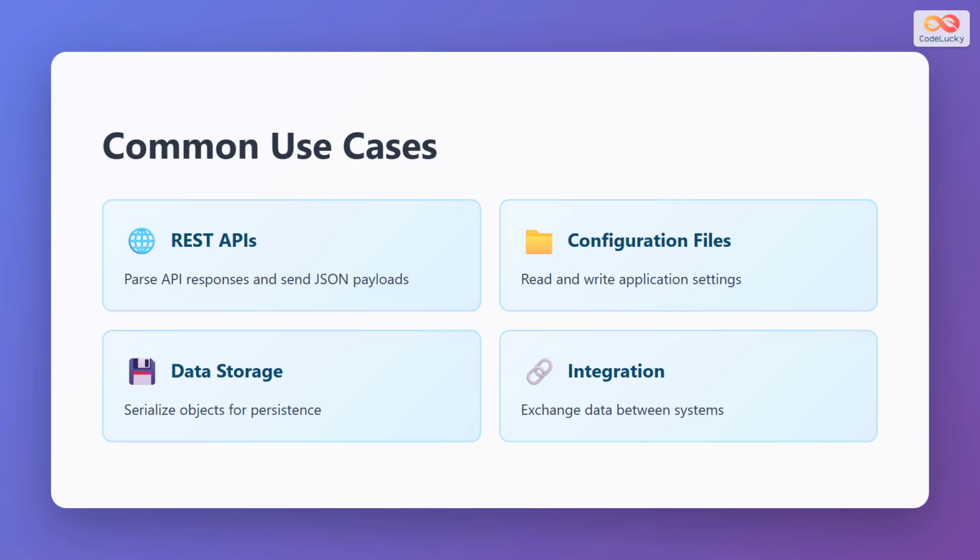Second, configuration files. Many applications store settings in JSON format. You can read these files, parse them with ConvertFrom-Json, modify the values, and write them back using ConvertTo-Json. Third, data storage. When you need to save PowerShell objects to disk for later use, JSON provides a human-readable format. Finally, integration. JSON serves as a universal language for exchanging data between different systems, platforms, and programming languages. Mastering these cmdlets opens up countless automation possibilities.